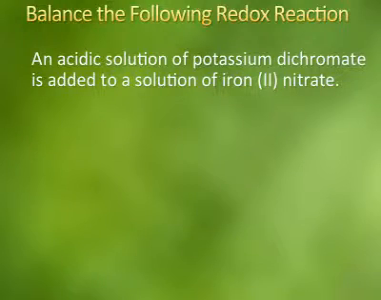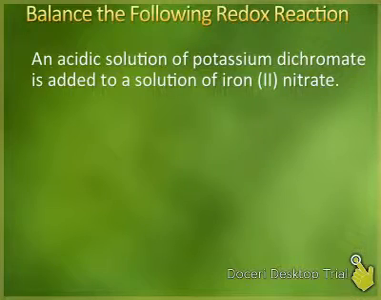Okay, so let's try this one out. Sorry, I got distracted. Okay, so an acidic solution of potassium dichromate is added to a solution of iron nitrate. Uh-oh, I just made this a lot harder, didn't I? Why did I just make this a lot harder? We have to actually write it out. I didn't give it to you. So we can do this. Potassium dichromate. Well, I'll be easy for you.